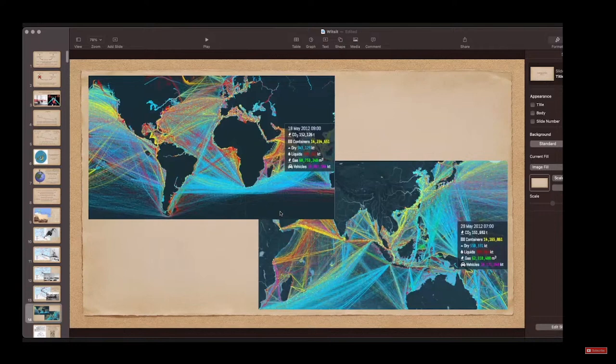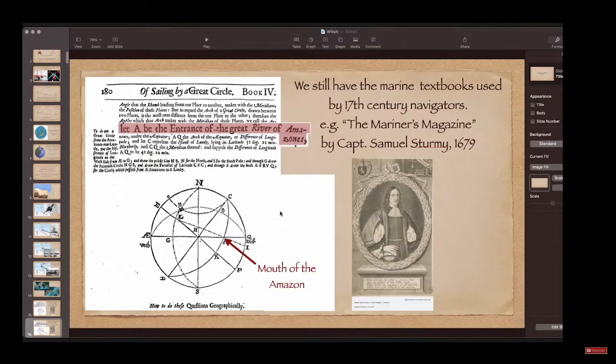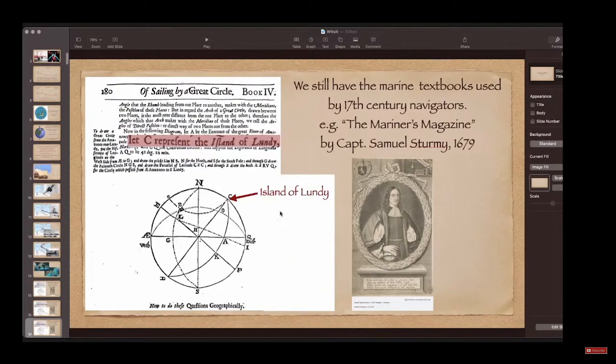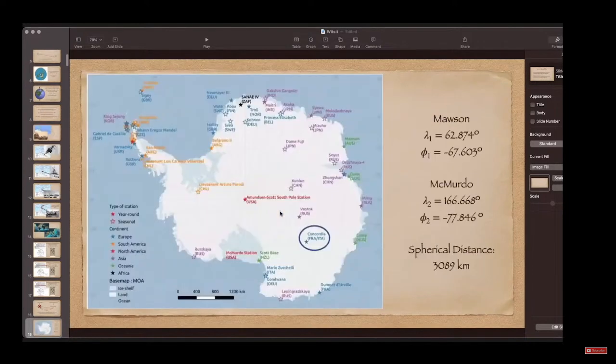We have hundreds and thousands of intercontinental marine transports every day. We know what techniques they use, and we've been using them for hundreds of years. Here is a sailor's manual from the 17th century, written by Samuel Sturmy. The problem it's discussing here is how to navigate from the mouth of the Amazon to the island of Lundy. We can show that they use spherical geometry to do that. The flat Earth is incapable of telling us how much fuel, food, and water we need. It's not capable of giving us those answers.